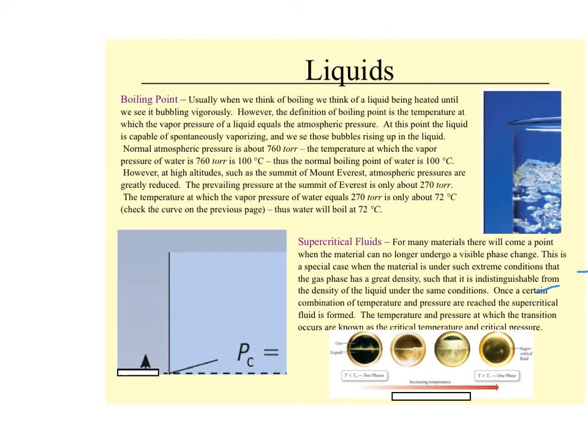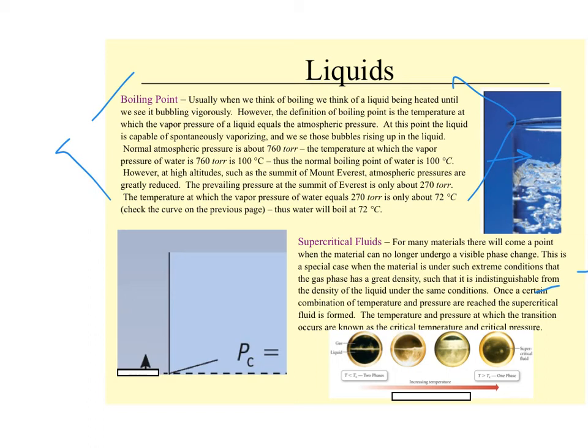Okay, so we need to also now talk about liquids, right? And when we talk about liquids, we have to talk about a boiling point. And when we think of boiling point, that's what we just got done talking about, because the boiling point is this point at which the vapor pressure, so the pressure on top of this liquid, is equal to the atmospheric pressure. So that's this whole discussion of boiling point here, right?